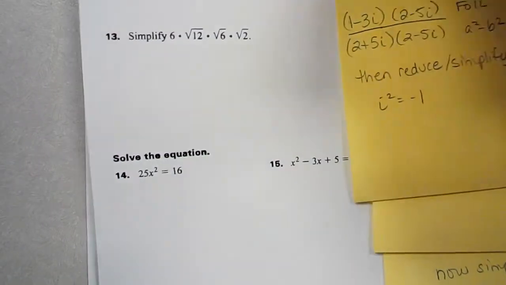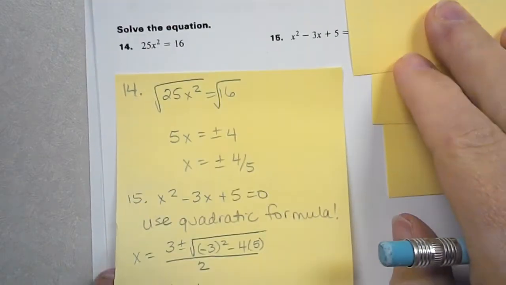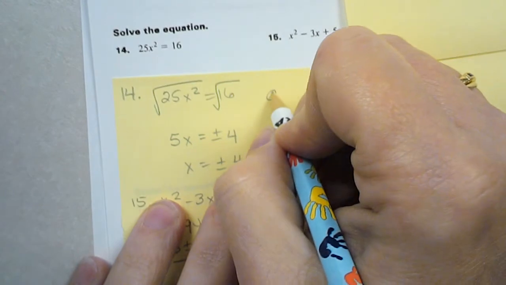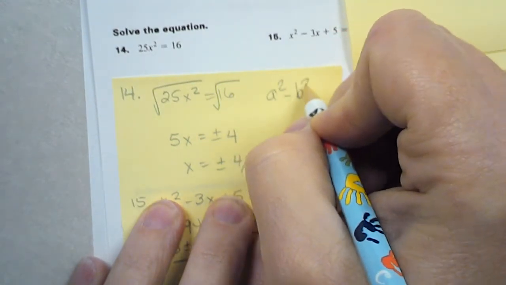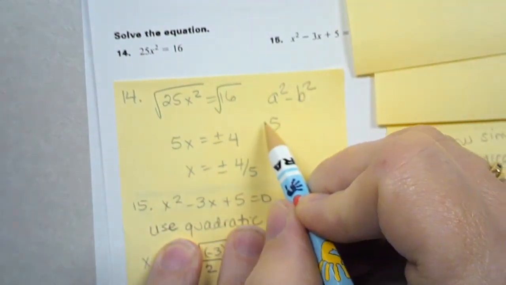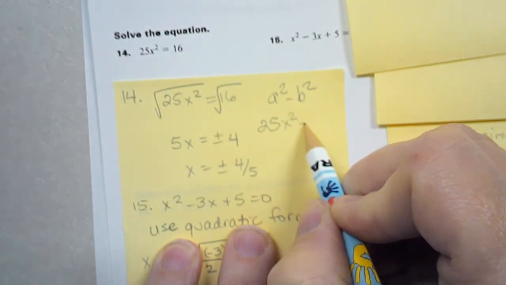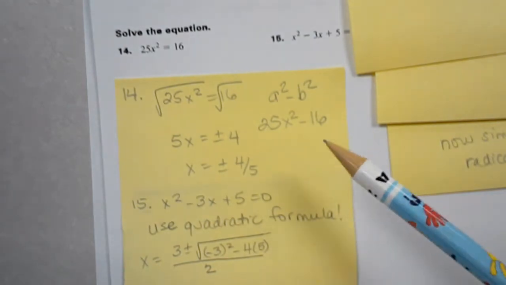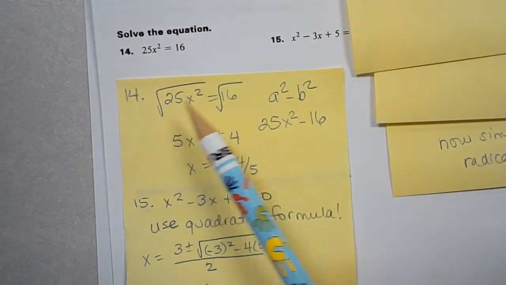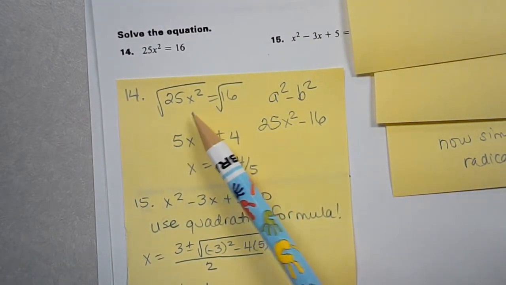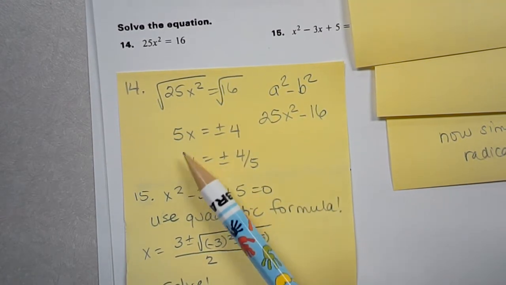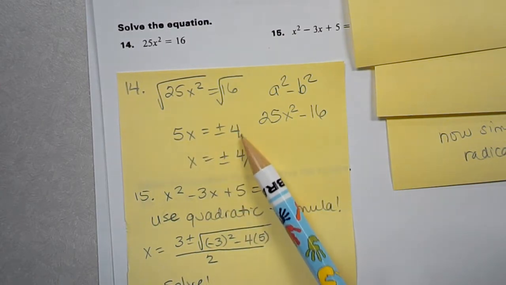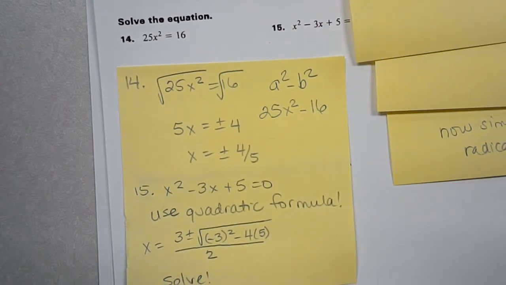Let's look at number 14. Number 14 is a beautiful perfect square. It's actually in the form, if you rewrote it, as a squared minus b squared, because it's 25x squared minus 16, so you could do a plus b. So there's a couple different ways you could do this, but I went ahead and just took the square root of both sides because my variable's on one side and I have a constant on the other. So I went ahead and took the square root, so I get 5x is equal to plus or minus 4, and I simply divide by 5.